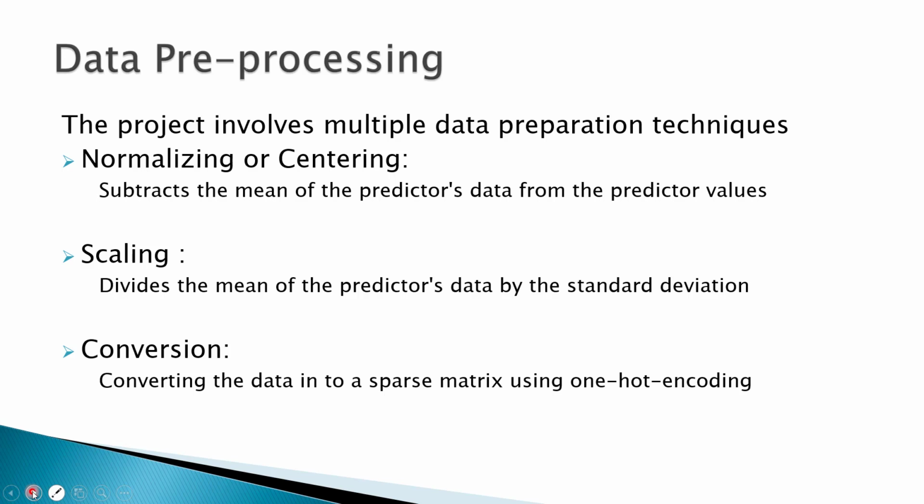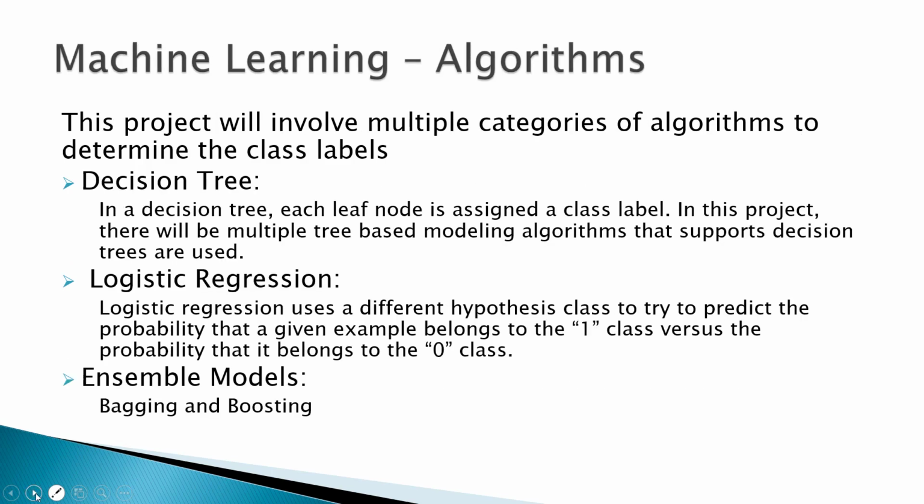And the third one is the conversion. I found that if we convert the data into sparse matrices, the training would be very fast. So I converted the 29 predictors into a sparse matrix using one hot encoding. In terms of machine learning algorithms, I have selected three categories: decision tree-based models, logistic regression, and some ensemble models, which are bagging and boosting.